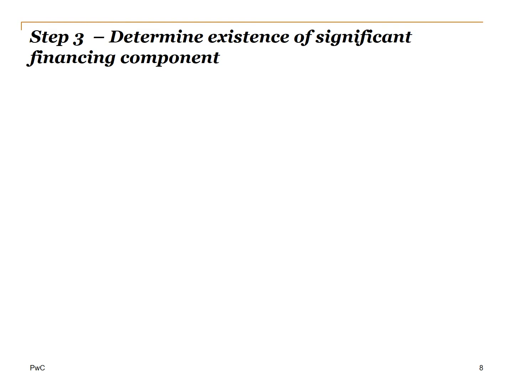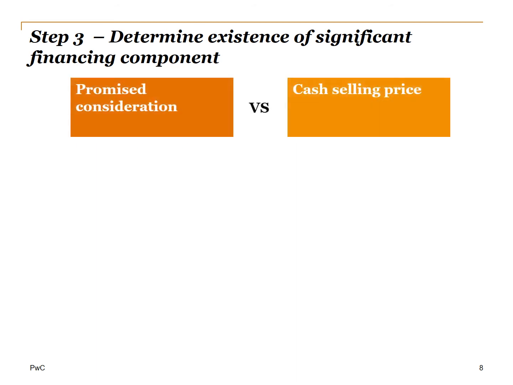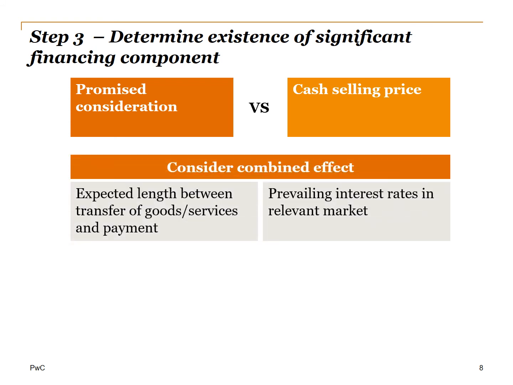So when a company assesses if there is a significant financing component, it should consider the difference between the amount of promised consideration and the cash selling price of the promised goods or services, and the combined effect of the expected length between transfers of goods or services and the customer's payment for those goods or services, and the prevailing interest rates in the relevant market.